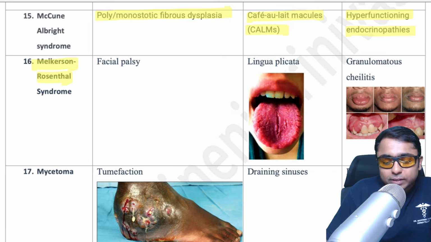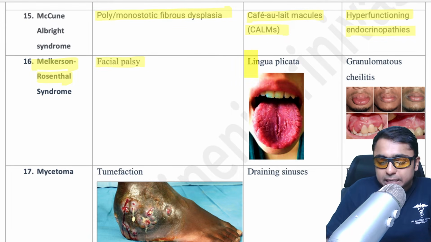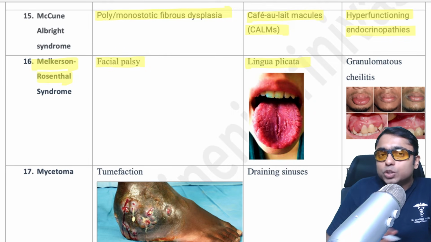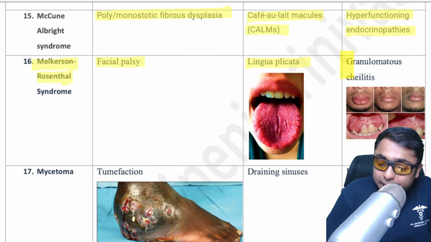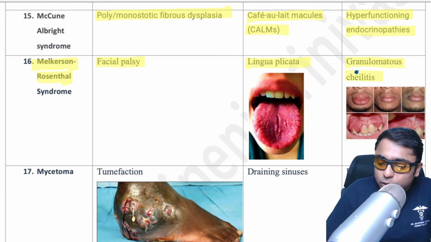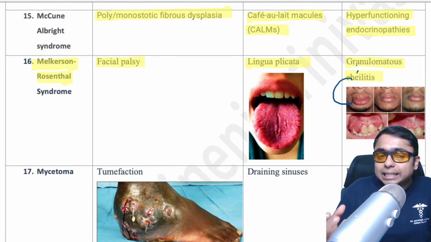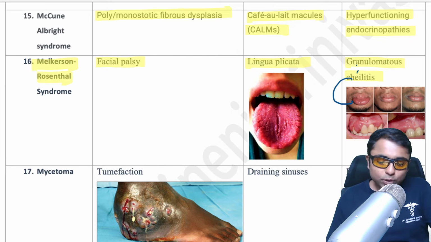Melkersson-Rosenthal syndrome, in which patients are going to have facial palsy, recurrent facial palsy, and there are going to be fissures over the tongue, which is called lingua plicata. So next is granulomatous cheilitis. So patients are going to have lips which are swollen, and this is called granulomatous cheilitis. So these are all seen in Melkersson-Rosenthal syndrome.